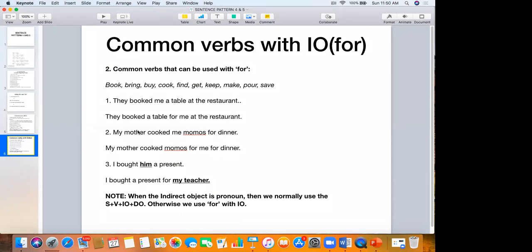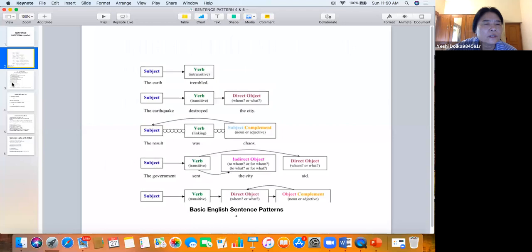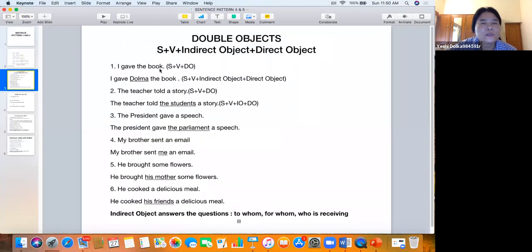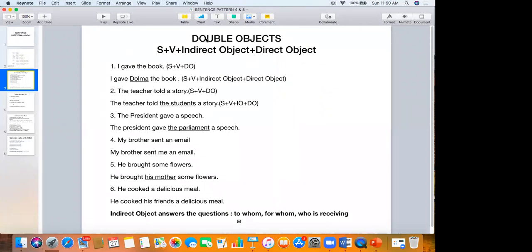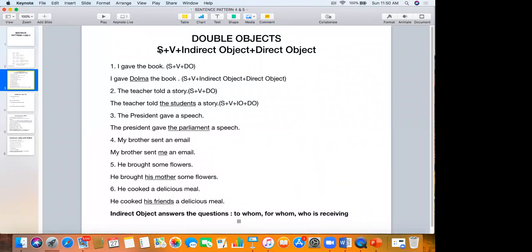Okay. All right. So now I want to go back over here. So this is basically introducing the subject plus the verb plus indirect object plus the direct object, two objects, double objects. Let's see if you can make your own sentence. For example, I gave the book. So you do subject, verb, object. Now, who did you give the book? You can say, I gave Dolma the book. So now you have this pattern.